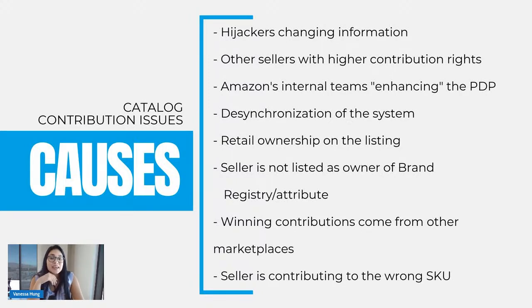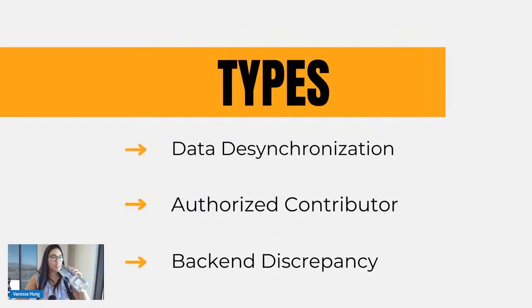And lastly is when the seller is not contributing with the right SKU, and I talked about this in the first session. If you were not here for the first session, make sure to watch that one. But what I basically explained is how the catalog uses original SKUs, not ASIN SKUs, to win contributions. So when you're making changes, if you're not doing it through the original SKU, you're basically missing an opportunity to be the winner of the contribution. So let's get into it.